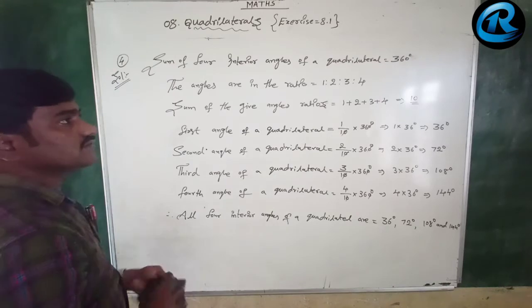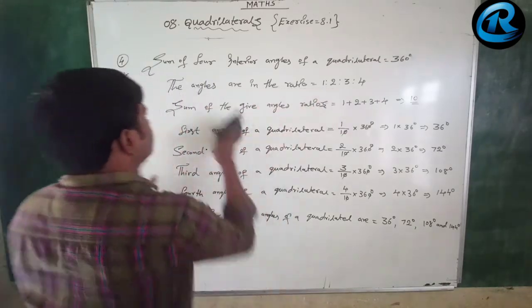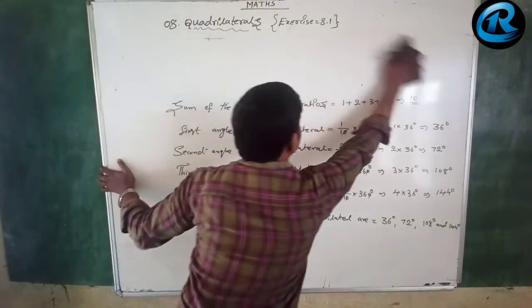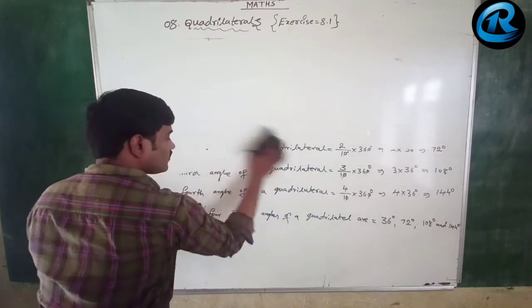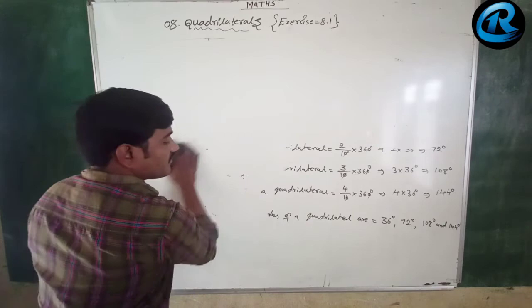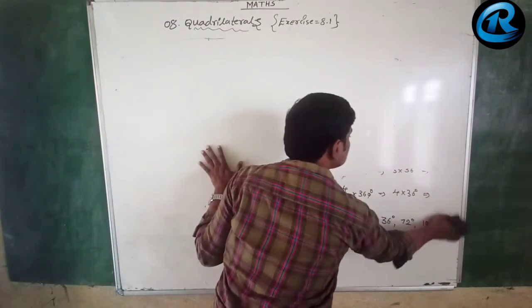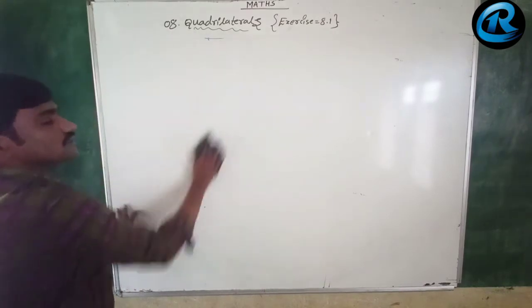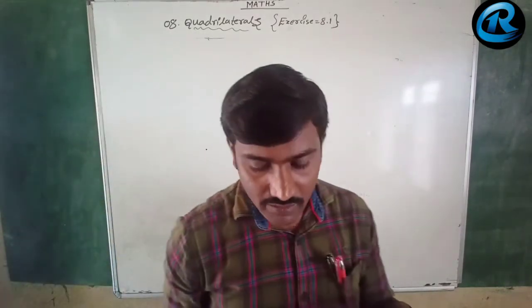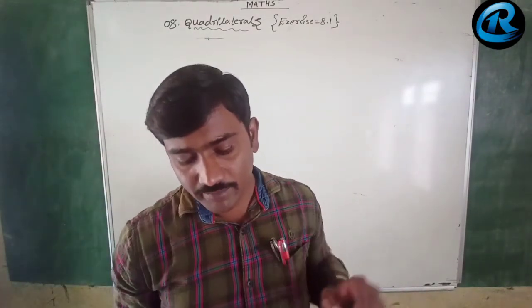When the total angle is given and the ratio of the angles is given, we have to do the problems like this. Very simple. Given ratio by sum of the ratio into total. This concept, in this concept you can complete. Now the question number 5 here.